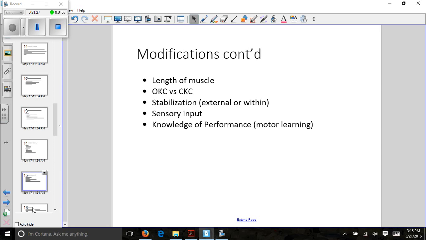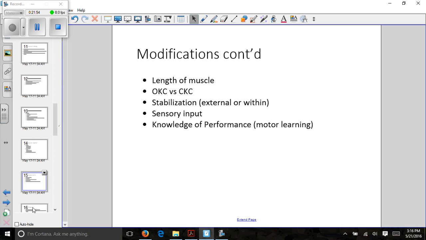Other things you can do is the length of the muscle. So do you have them do exercises in mid-range? Do you have them do it at end range? OKC, open kinetic chain, versus CKC, closed kinetic chain. So open chain, knee extensions, versus closed chain, coming up from a squat, all right? Or doing forward lunges.